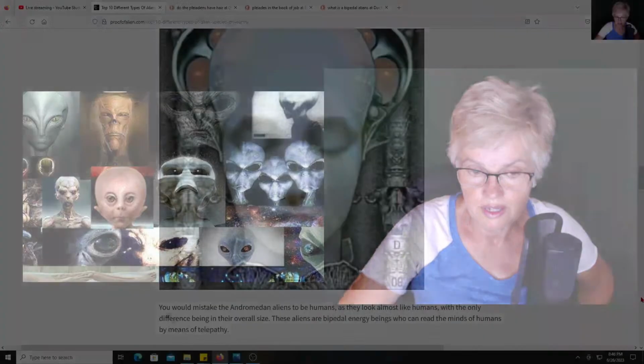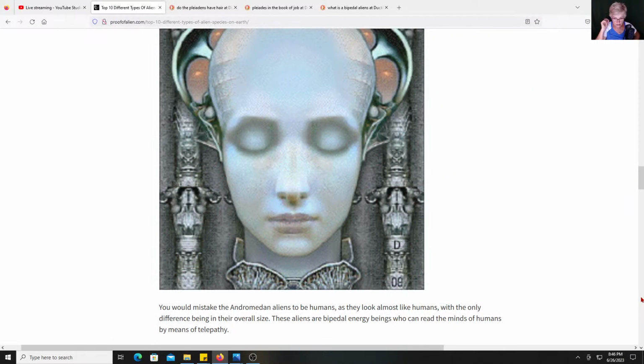So let's read that again. We're talking about the Andromedan aliens. They appear to be human, as they almost look like humans, with the only difference being their overall size. And these aliens are bipedal energy beings who can read the minds of humans by means of telepathy.